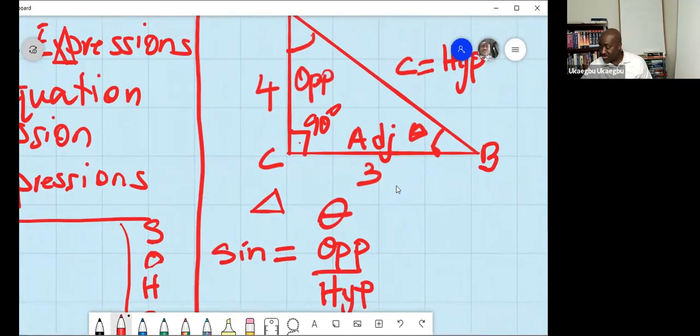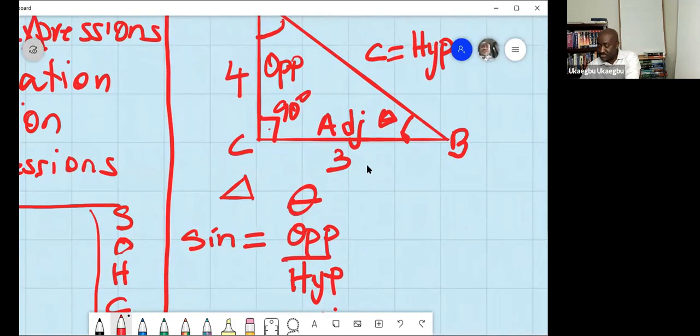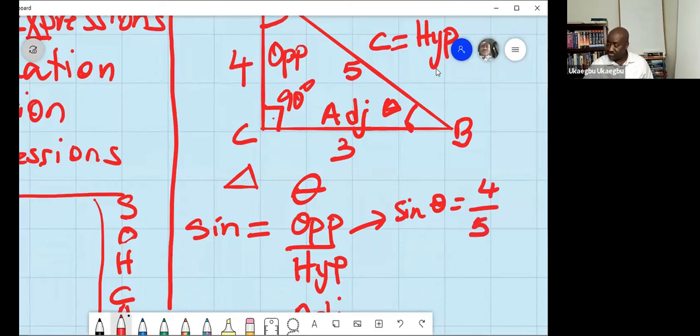Based on the triangle that we had, sine theta, the sine of this very angle, is going to be opposite over hypotenuse. But what's the length of the hypotenuse? Let me just give you a number, 5. So we have 3, 4, 5. So sine theta is opposite 4 over 5. Okay?